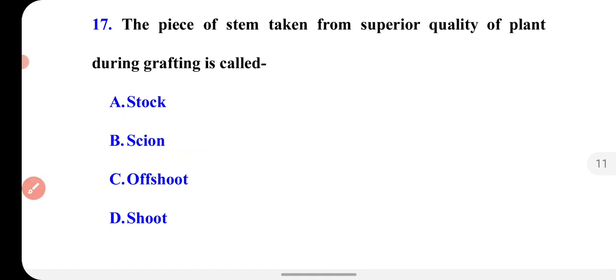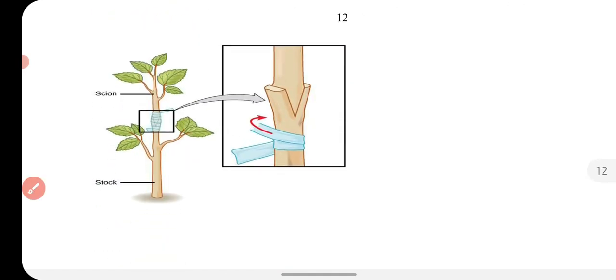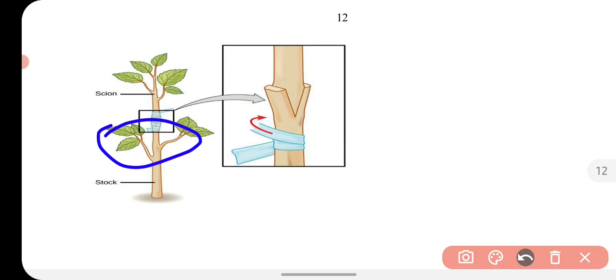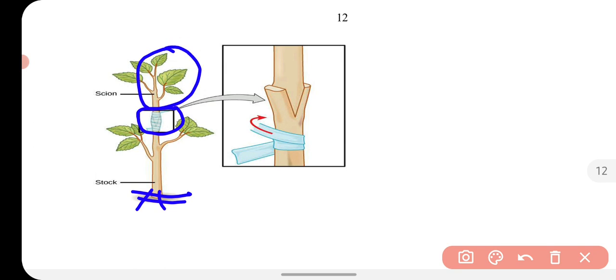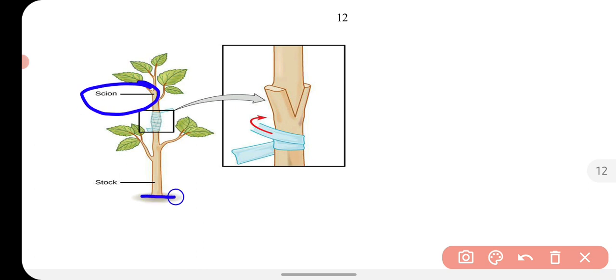That is called scion. Okay, so here in this diagram you can see this is the previously rooted plant, and on the stem of the previously rooted plant we have attached a new piece taken from another plant. The piece of the stem that we have taken from the superior quality plant is called scion, and the plant on which we have joined it is called a stalk.